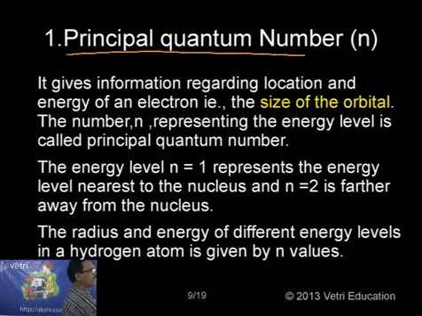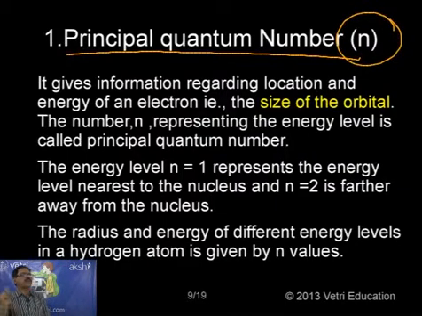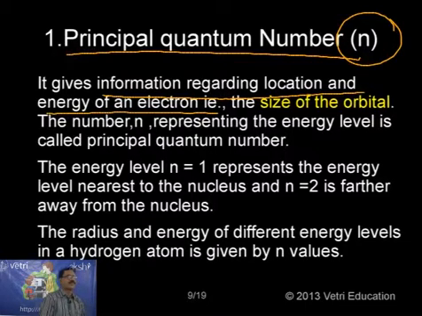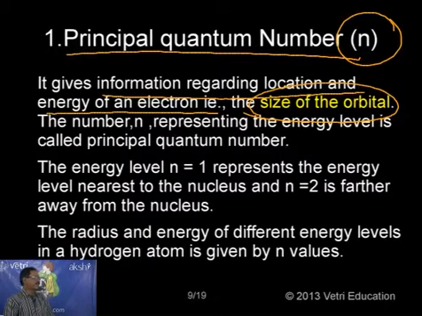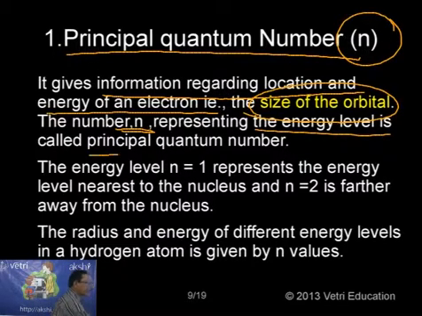Principal quantum number is usually represented by n. Kindly compare it with the n value proposed by Bohr. Bohr also gave n, the energy level, n equal to 1, 2 and so on; they are identical. What is the principal quantum number? It gives information regarding the location and energy of the electron. There is an atom with the nucleus at the center, and the electron moves around it in 3-dimensional space, which we call an orbital. It may be an s, p, d or f orbital. The principal quantum number gives information regarding the size of the orbital. This is the most important information. The number n representing the energy level is called the principal quantum number.